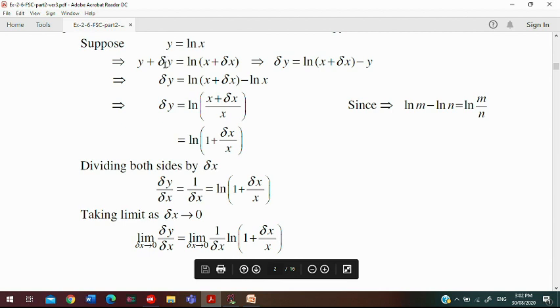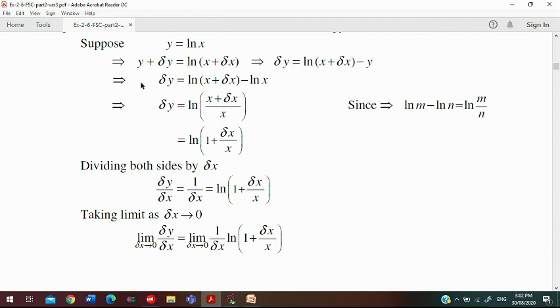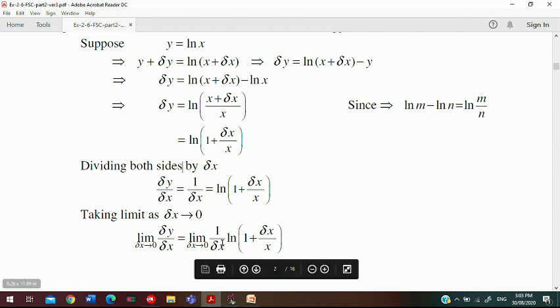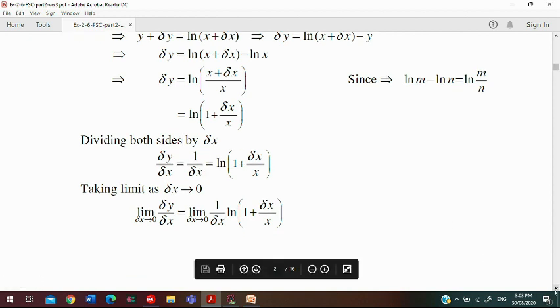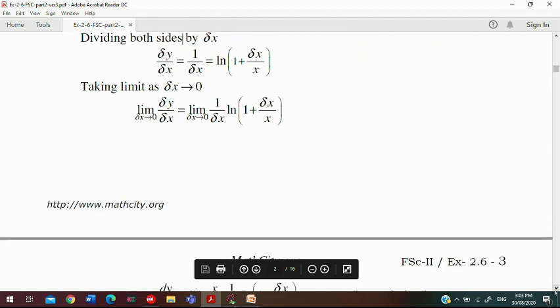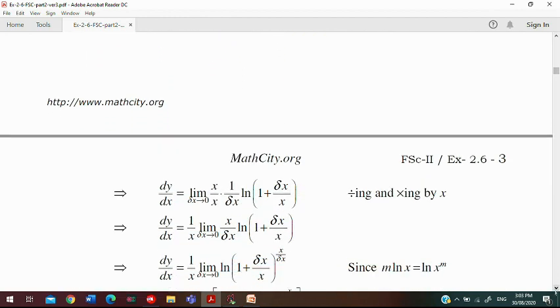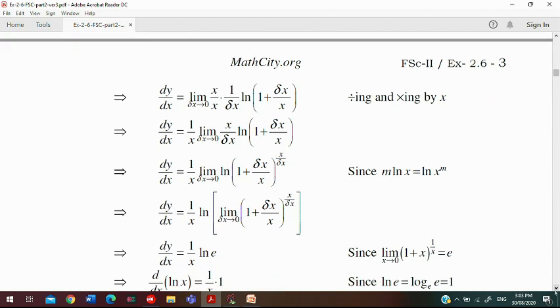In the second step, delta y and delta x, we have used these increments, and then when we subtract both equations, we get delta y is equal to log of (x plus delta x) minus log of x, and again we have applied here the property of log, and then we get log of 1 plus delta x by x. The third step, we have divided both sides by delta x. Then in the fourth step we apply the limit, and then we multiply and divide by x by x.